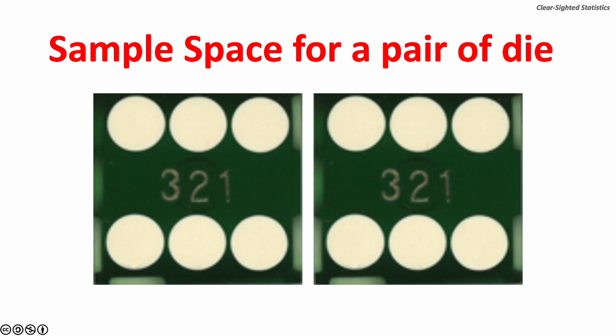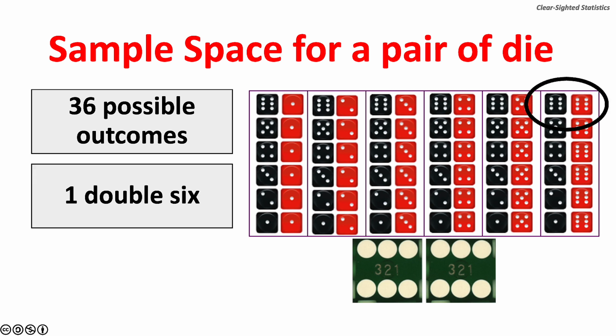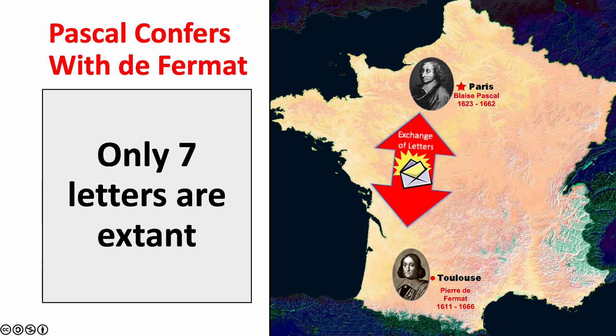Before we investigate this question, let's consider the sample space for rolling a pair of dice. Here is the sample space. There are 36 possible outcomes when we roll a pair of dice, as this image of black and red dice show. Only one outcome is a double six. The probability of rolling a double six is 1 over 36, or approximately 2.78%. To answer Gombauld's question, Pascal, who lived in Paris, exchanged letters with de Fermat, who lived in Toulouse. Only 7 of their letters exist today.